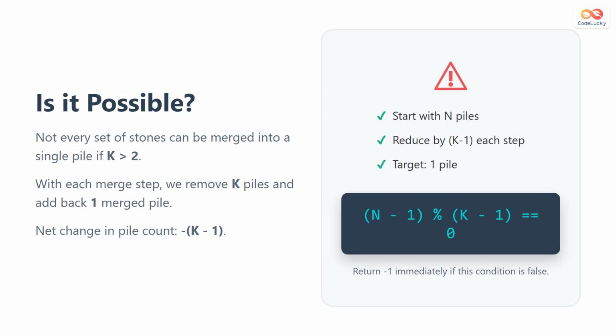Before we start coding, we must check if a solution exists. Every time we merge k piles, we remove k piles but add 1 back, so the total count decreases by k minus 1. If the starting number of piles minus 1 is not divisible by k minus 1, we can never reach exactly 1 pile. In that case, we should return -1 immediately.